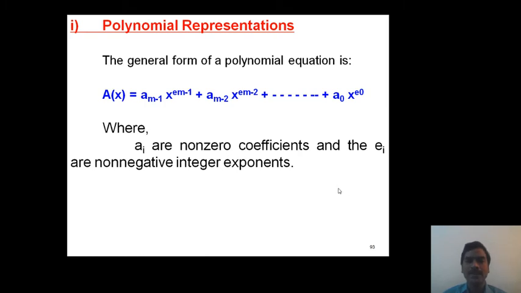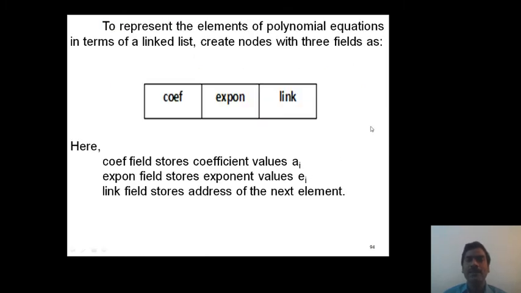For this, in linked list concept, we design node format with three fields like COEF, EXPON, link. Here, COEF field is used to store coefficient values. EXPON field is used to store exponent values, whereas link field is used to store address of the next node.